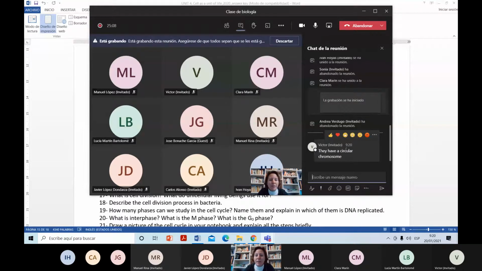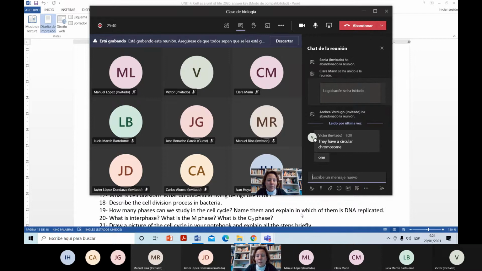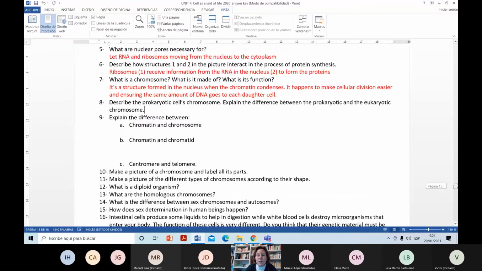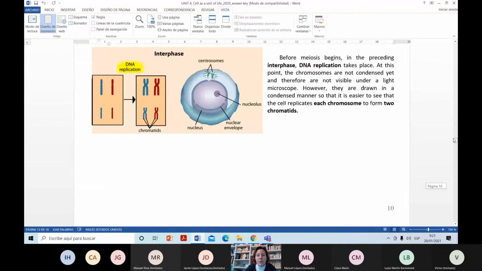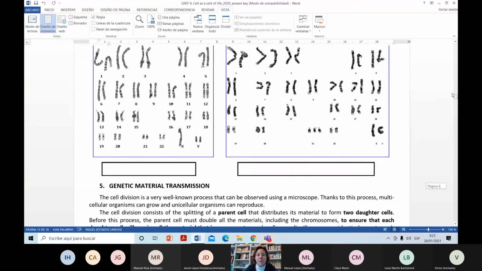Okay, they have a circle, perfect, Victor. They have a circular chromosome, okay? It's important that the chromosome is a DNA molecule that has the shape of a ring, so no free ends, that would be one. Another difference is the number of chromosomes they have. How many chromosomes do prokaryotic cells have? They only have one. And do you have any other difference between eukaryotic and prokaryotic chromosome? Any other thing you want to say?